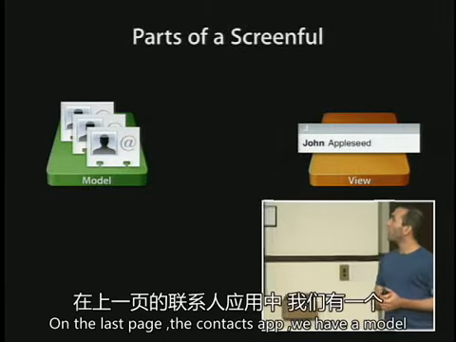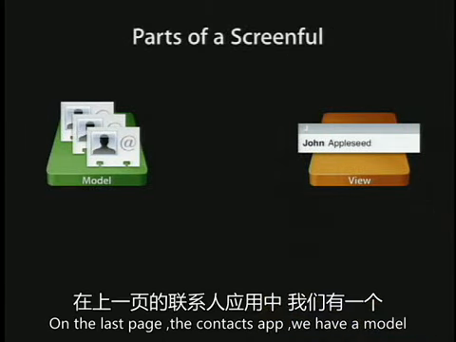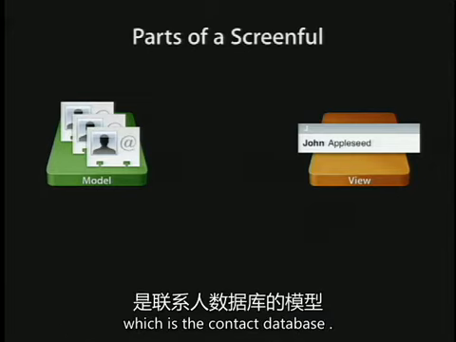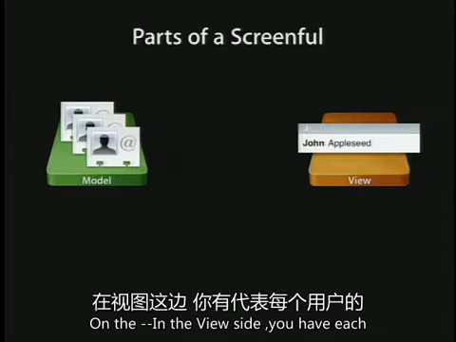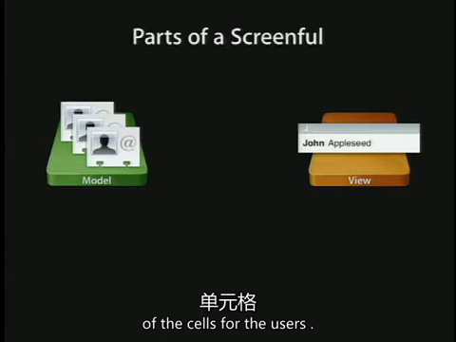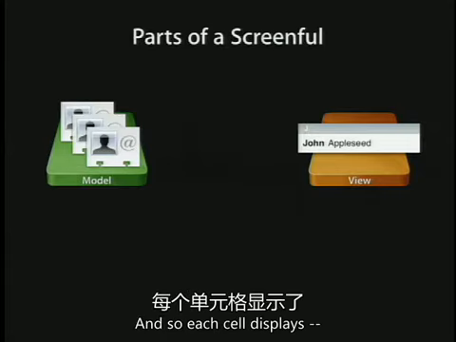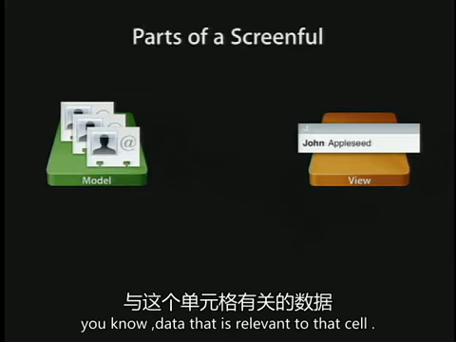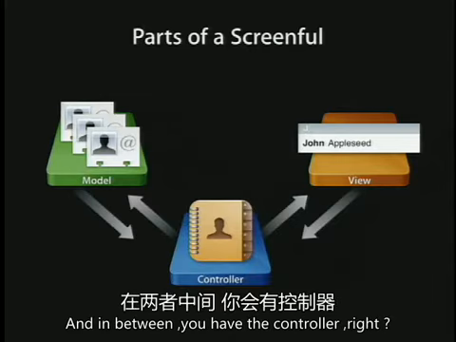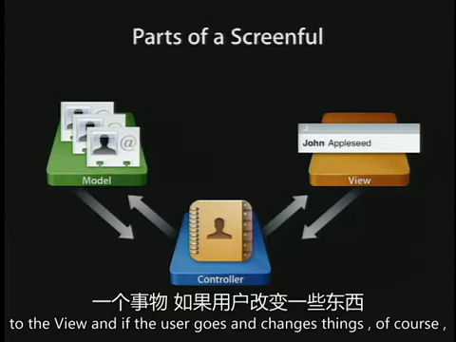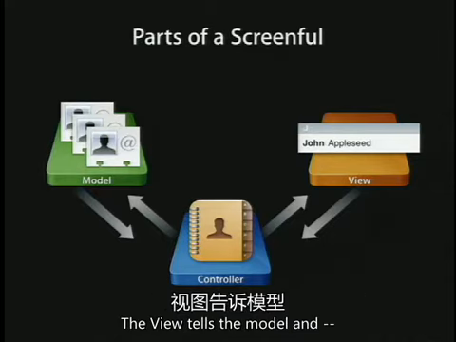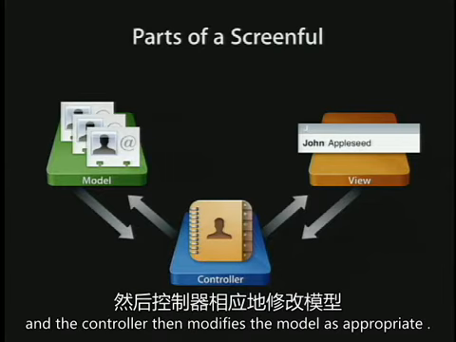So here we go. On the last page, the Contacts app, we have a model, which is the contact database. And if you're interested, that's actually part of the iPhone OS. You can access that. In the view side, you have each of the cells for the users. And so each cell displays data that is relevant to that cell. And in between, you have the controller. The controller is the one that mediates the data from the model to the view. And if the user goes and changes things, of course, they're interacting with the view. Well, the view tells the controller, and the controller then modifies the model as appropriate.